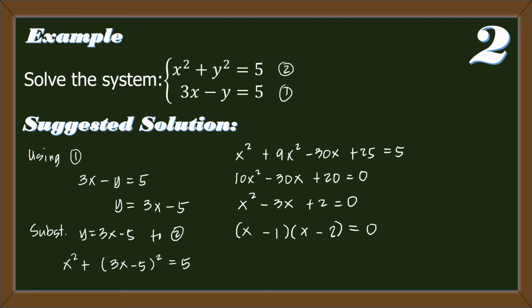Solving for x, we equate each factor to 0, so we have x minus 1 equals 0. Adding 1 to both sides, we have x equals 1. For the other factor, we have x minus 2 equals 0. Then we have x is equal to 2 by adding 2 to both sides of the equation. This time, let us solve for y. From equation 1, we have y is equal to 3x minus 5. Then we can solve for the value of y by substituting each value of x into the equation of the line.